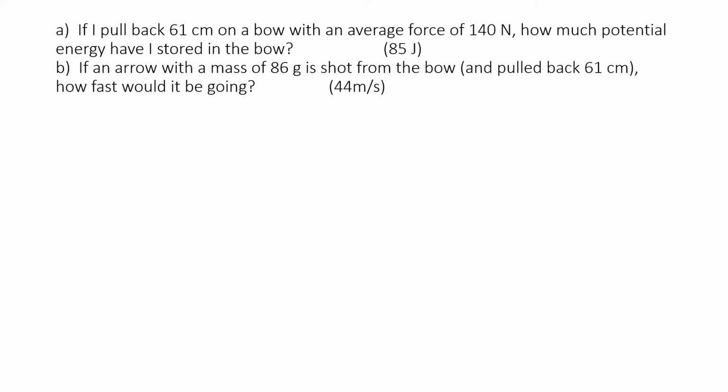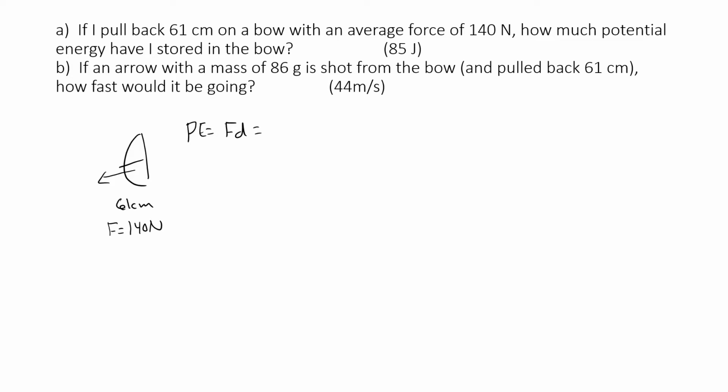Looking here at the second problem. So now we have a bow. We're going to pull that bow back 61 centimeters with an average force of 140 newtons, kind of pulling it back in this direction. How much potential energy is stored in the bow? Well, in this case, we do have our potential energy, which is our elastic potential energy, which is based on the amount of work done. So that's the force times the distance. And now the work we put into the bow becomes potential energy stored in the bow.